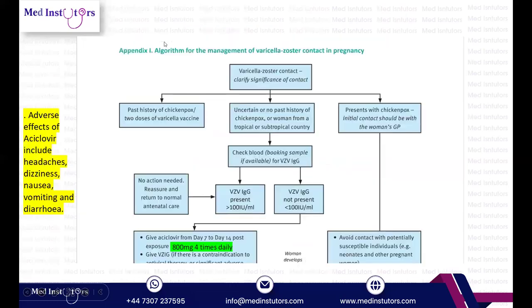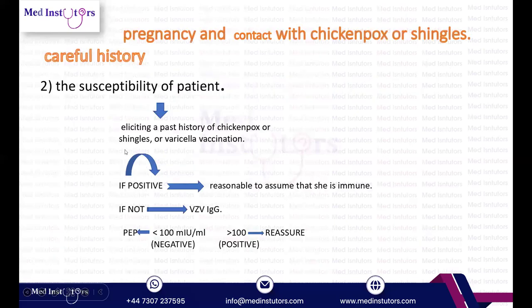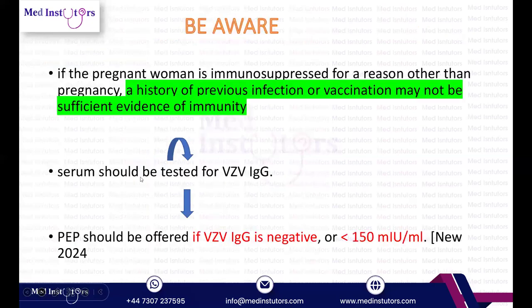Now, this is an important slide. So these levels and everything were for the people who were immunocompetent, right? But again, we have to consider immunocompromised people as well. If a pregnant woman is immunosuppressed for any reason other than the pregnancy, either previous history of infection or vaccination may not be sufficient evidence of her immunity. We need to go and check her varicella zoster virus IgG serum levels as well.